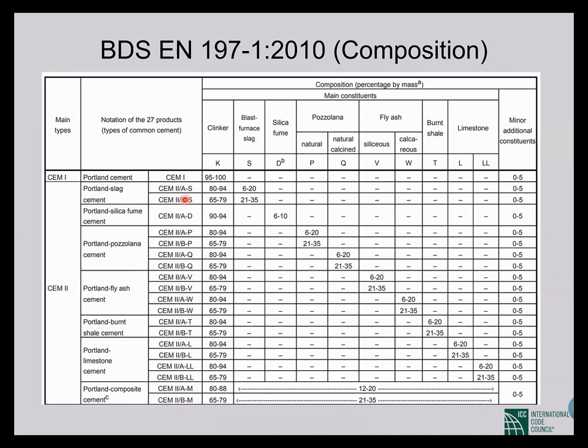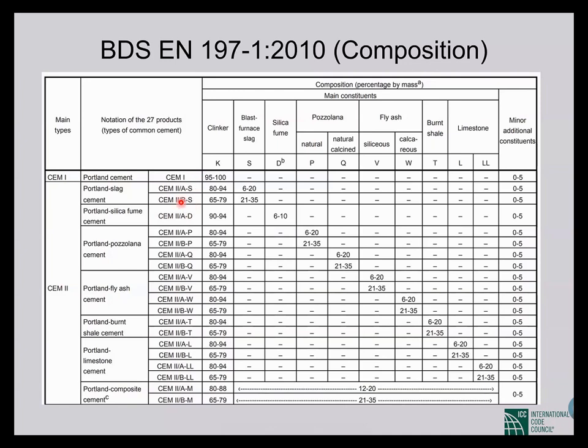Now, by A and B, it actually means in A-type cement, CEM 2 A-type cement, the proportion of clinker is always more than 80%. In CEM 2 B-type cement, the proportion of clinker is always less than 80%. So that is the demarcating line. If the clinker percentage is more than 80 but less than 95, it is CEM 2 A. If the clinker percentage is less than 80, then it is CEM 2 B.